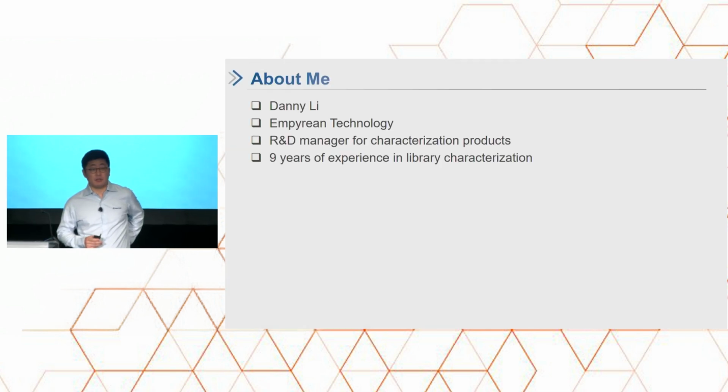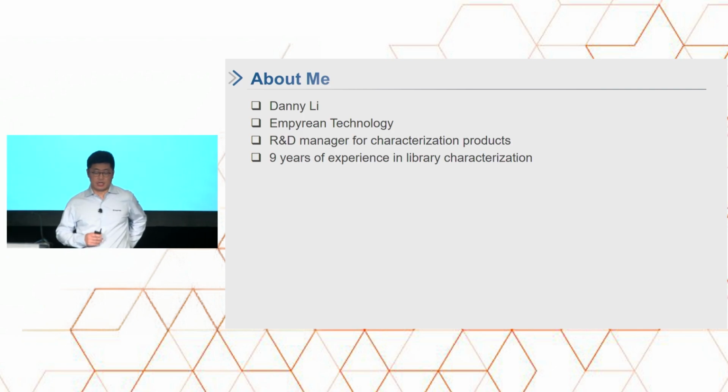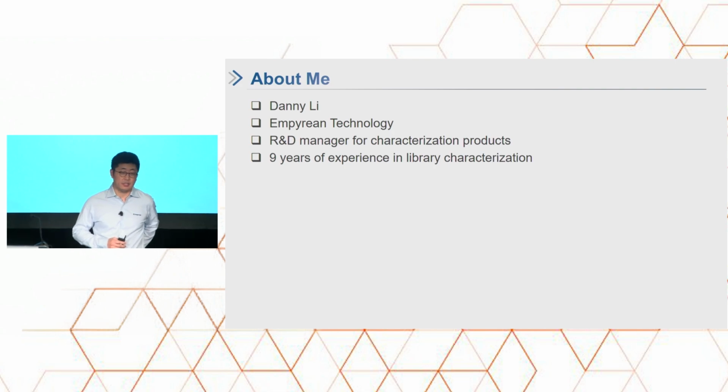First, a little bit about myself. My name is Danny Lee. I work for Empyrean Technology. I'm the R&D manager for characterization products, and I have 9 years of experience in library characterization.